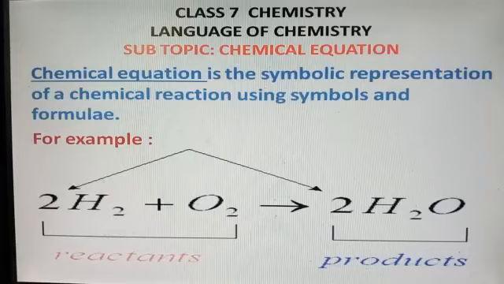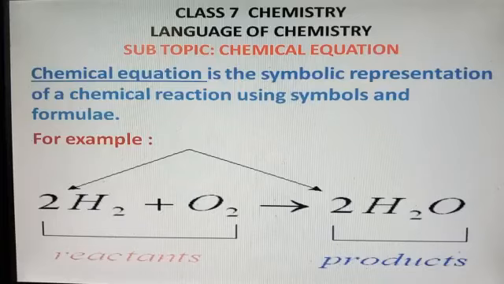Equation means the number of atoms in both the sides are equal, that is equating. So for a chemical equation, there will be an arrow in between the reactants and products. When we write a chemical reaction using symbols and formula, then that is called a chemical equation.